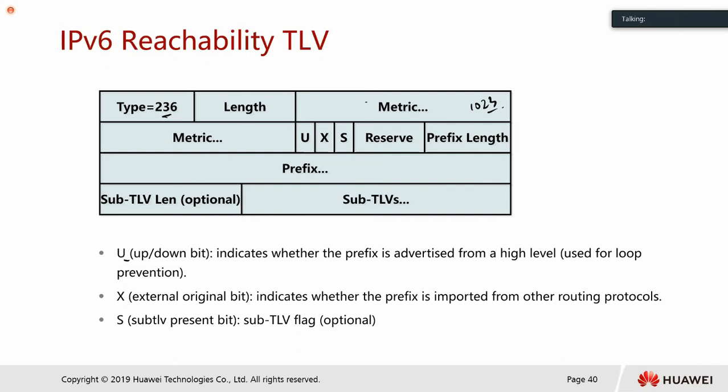And there is also an X-bit. The X-bit is meant for external routes. It indicates whether the prefix is imported from other routing protocols. Let's say the X-bit is 1, it means that this is from an external route. Let's say the X-bit is 0, it means that this is my internal route, within my IS-IS, or from another protocol coming into IS-IS.